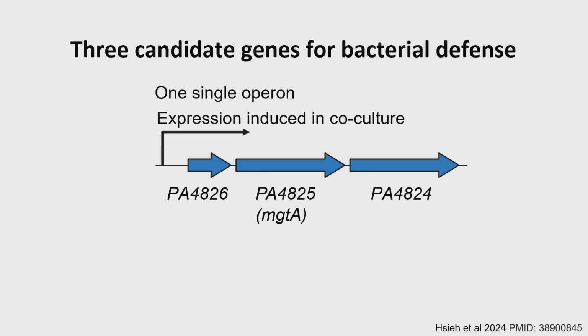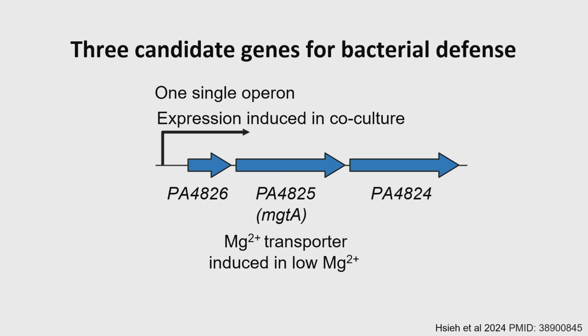So what do those genes do? We do not know the function of 4826 and 4824, but we do know the middle gene, PA4825, encodes a magnesium transporter known as MgtA. This gene is induced in the low magnesium condition.